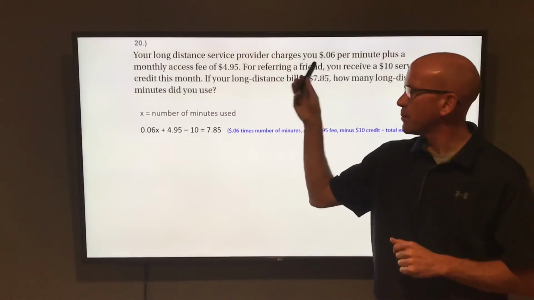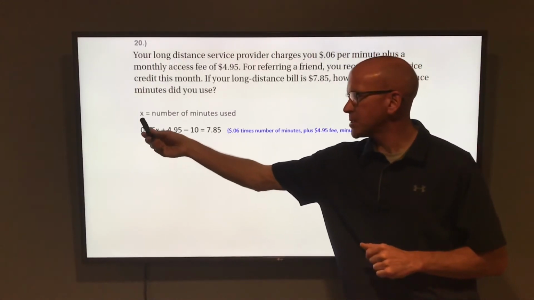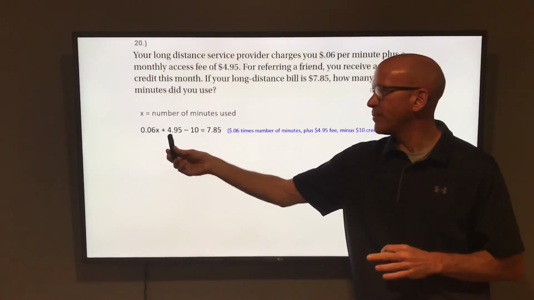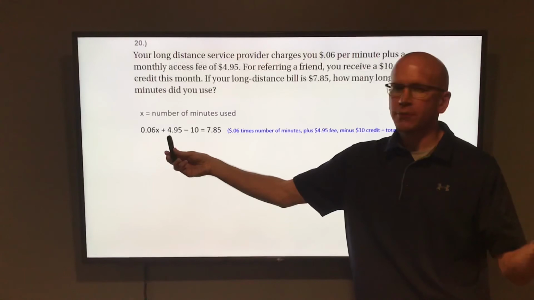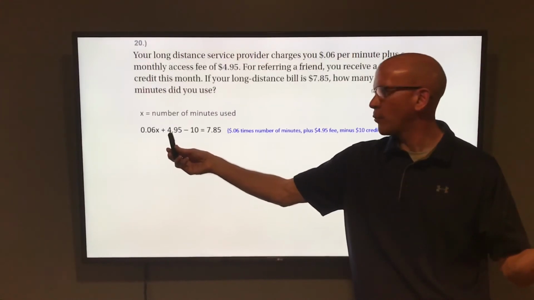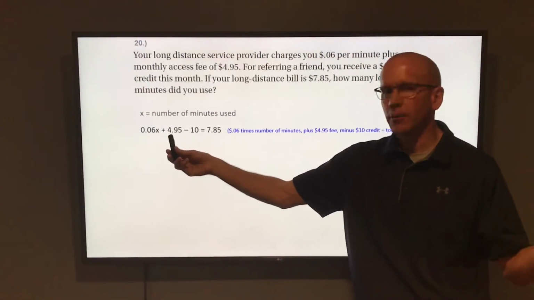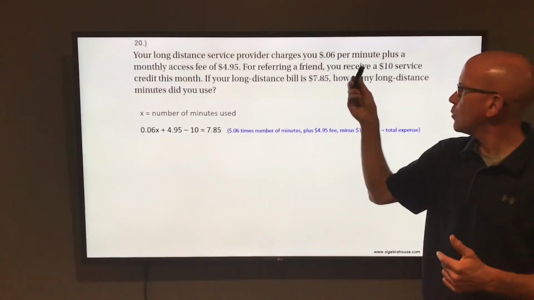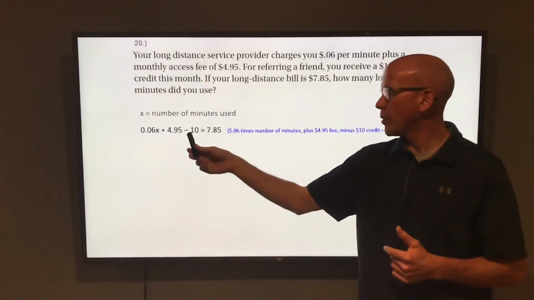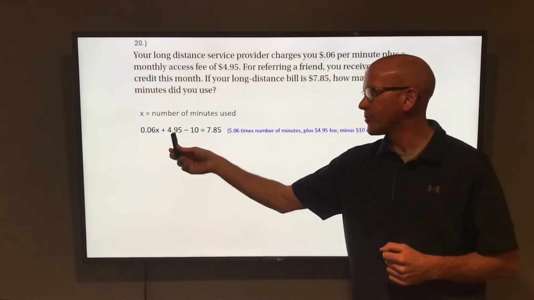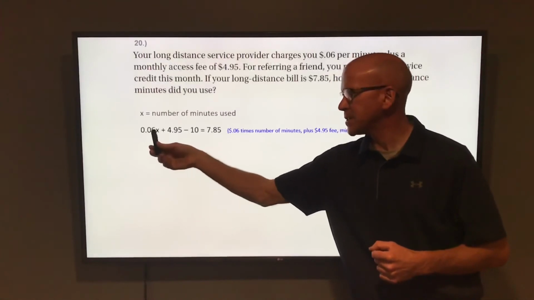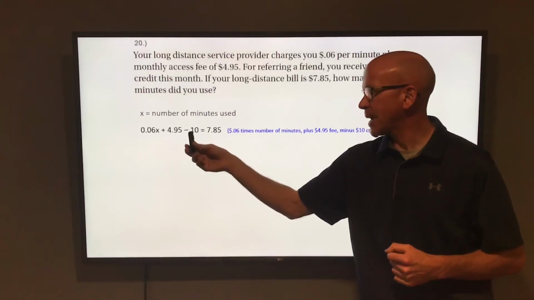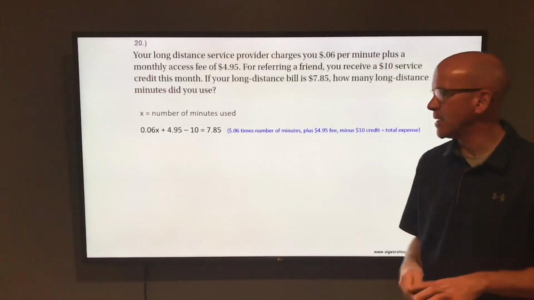So 6 cents per minute means you're going to multiply the number of minutes, which is x, by 0.06. That's 6 cents per minute. Plus that $4.95 monthly access fee. They're going to charge you $4.95 whether you talk on the phone or not. It's $4.95 monthly access fee every month, no matter how many minutes you use or don't use. And in this case, you receive a $10 service credit for referring a friend. So we're going to subtract that $10 from these two expenses. The 6 cents per minute and the $4.95, those are expenses. Subtract the $10 from that and your bill is $7.85.